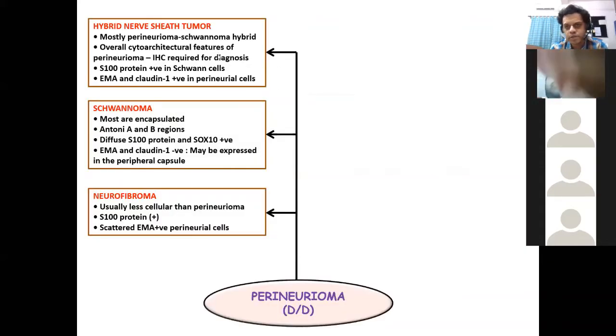Hybrid nerve sheath tumors, as I've said, they are known to occur. So not really an issue if you do both IHC for S100 as well as EMA. If both are positive, you can call it a hybrid nerve sheath tumor. Schwannomas will be usually encapsulated. These don't have it. Antoni A and Antoni B regions will be seen. Those will not be seen over here. Neurofibromas usually have less cellularity compared to what is seen in the case of a perineuroma.